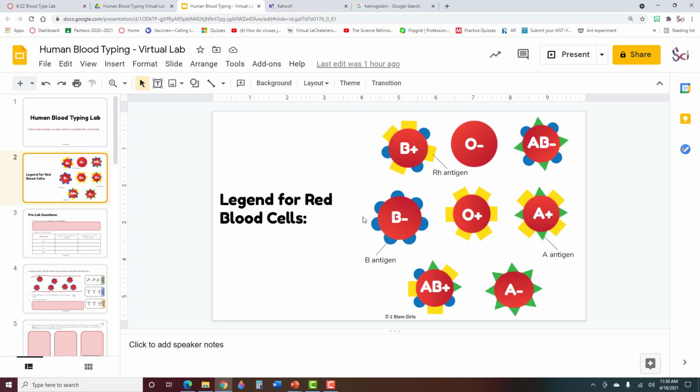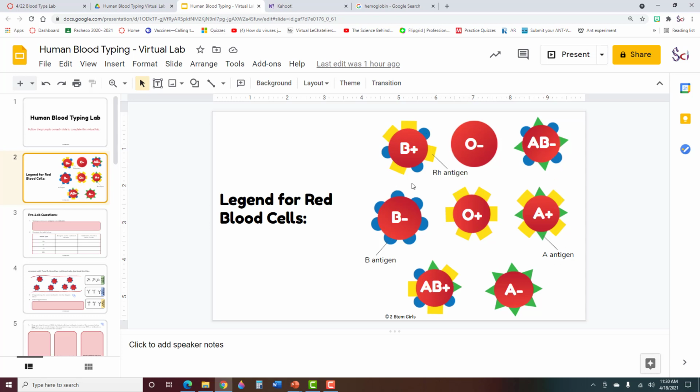So here are your possible blood cells. So you could have someone who's O positive. Notice how there's nothing here. Or O negative, sorry. This one's for O positive. All they have is this yellow one. This is the Rh factor. This person is B negative. They have the blue for B, but no yellow for Rh, sometimes called the D antigen. And then this person's B positive, so they've got the blue for B, but they also have the yellow for that Rh factor. So this is what blood types could look like.